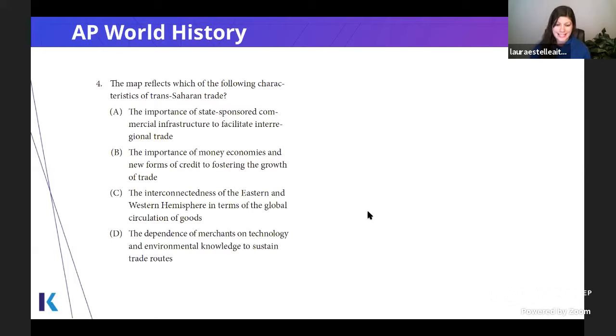So for this one, D has to be correct because you're traveling through the desert. I mean, not me, I'm not going to do it. But in particular, that phrase, environmental knowledge, should have shone like a bright star, bringing you in. Come on, this is the correct answer.